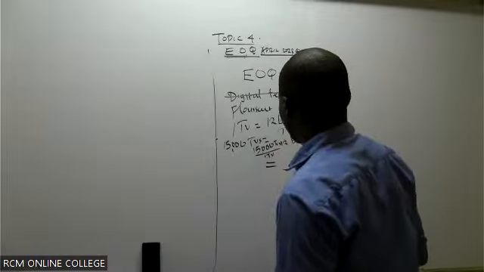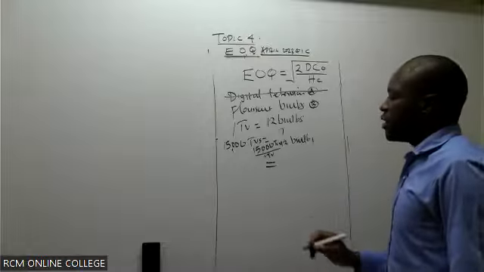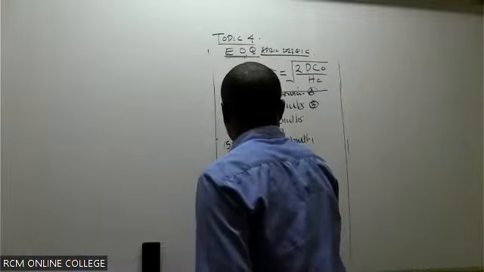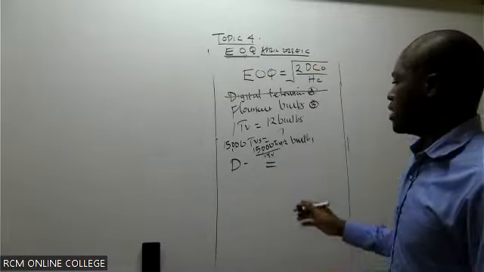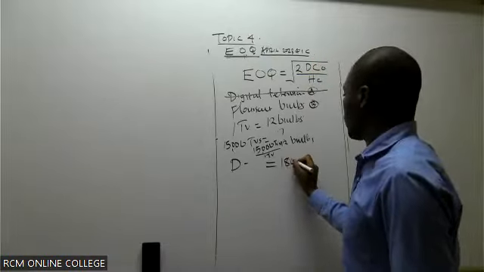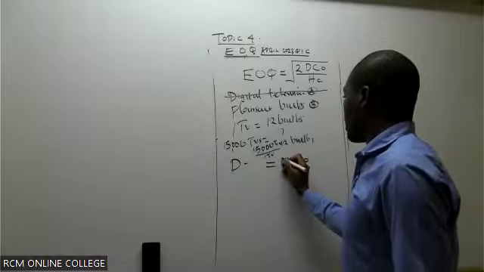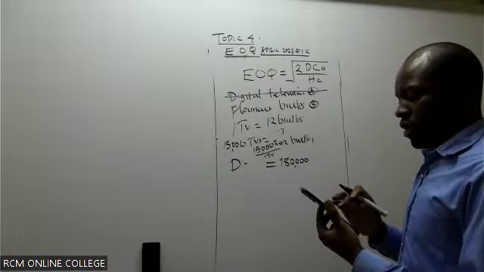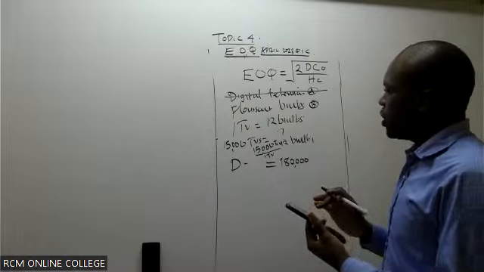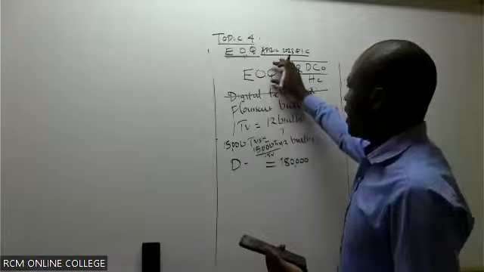So total number of bulbs for the entire year, that is what we call D in our formula. Annual demand is equivalent to 180,000. Good.